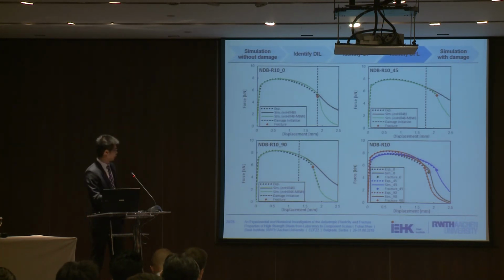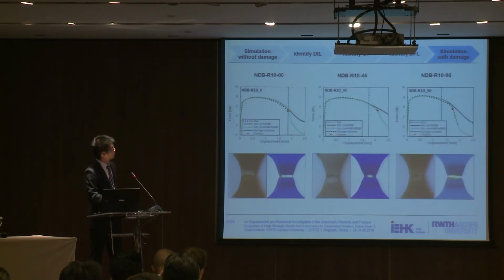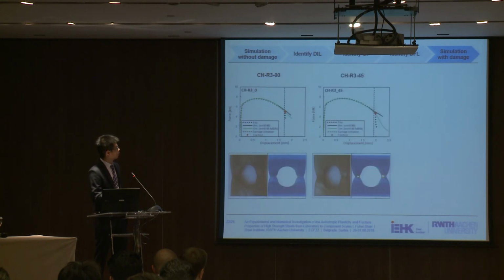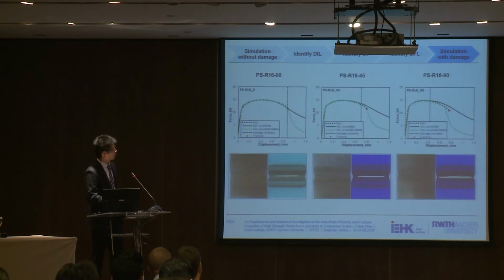And here is a comparison between three different orientations, so we can achieve quite a great agreement between experiments and numerical results. This is the same geometry, and we can see our simulation can predict the crack propagation properly. And these are results for two other geometries. You can see the crack initiates here and propagates along this horizontal line. And this is the simulation for the plane strain specimen.